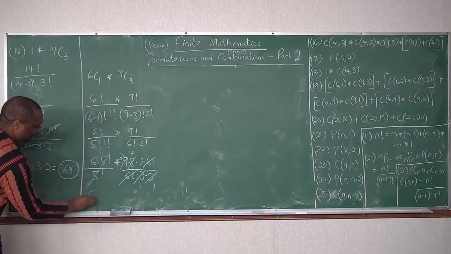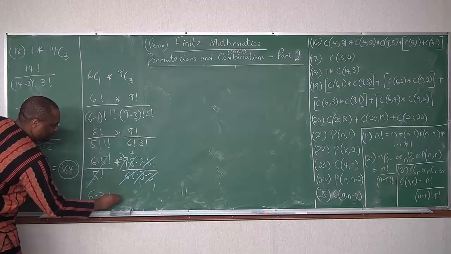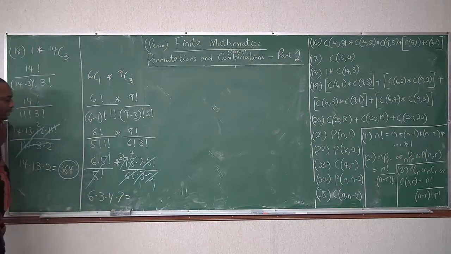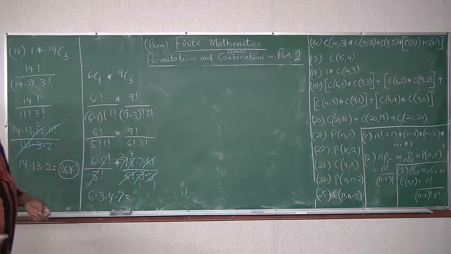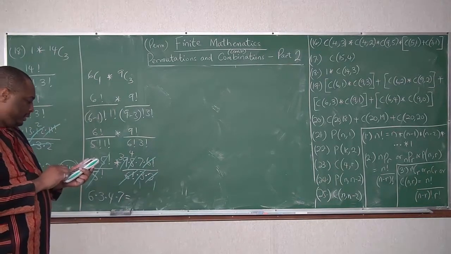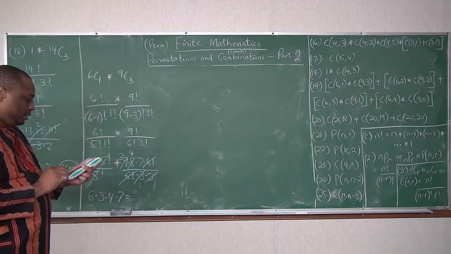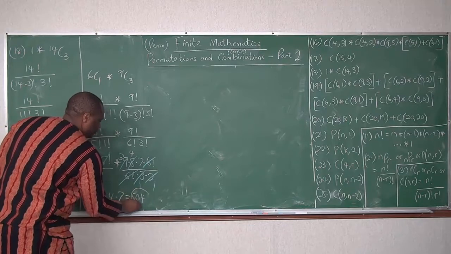So what do we have? 6 times 3 times 4 times 7. Gives us what? 18 times 28. 504. The first one is 504, we keep it.